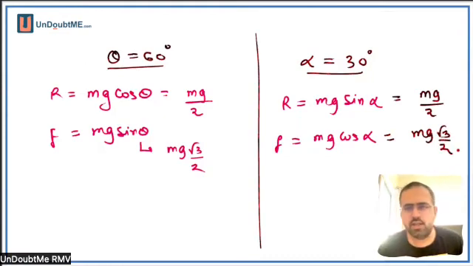Now compare the values. Both of them are the same, different perspectives but the same values. They have the same answers because they are actually the same force. Force is not changing, but the way we are writing it is changing. Makes sense.